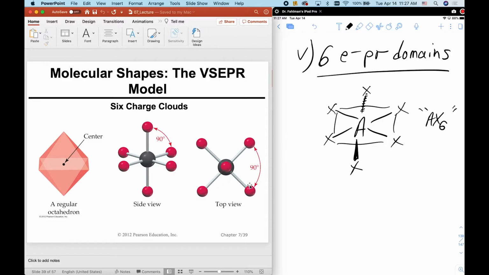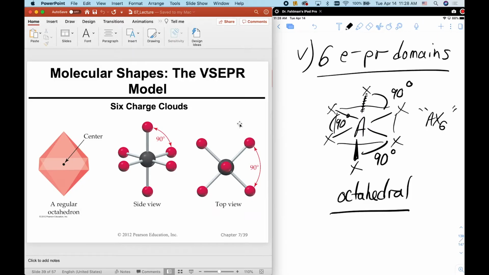This one is really easy with angles. Every one of these angles is 90 degrees. This is called an octahedral shape, and the reason it's octahedral is that it forms an octahedron. If this is your center, this is what it looks like in 3D: these two coming out at you and going in behind, and those four that are on that plane. So this is an octahedron shape.